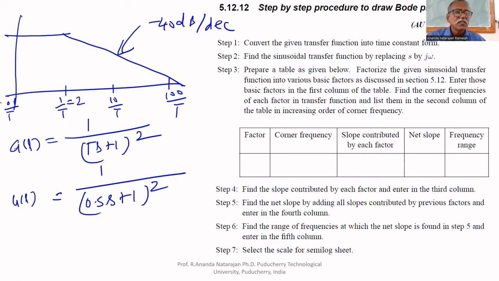2. This becomes what? 0.2. This becomes what? 20. This becomes what? 200. That's all.